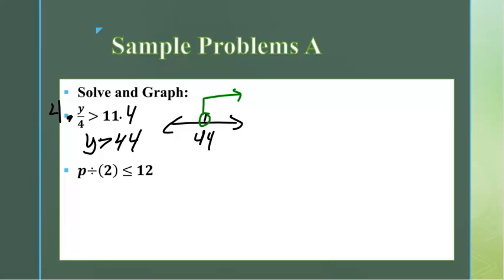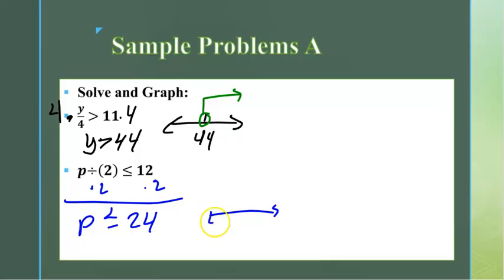This one, p divided by 2 is less than or equal to 12. The opposite of dividing by 2 is multiplied by 2. So if I multiply both sides by 2, now I'm left with p is less than or equal to 24. So on a number line, you got 24 here. It can equal 24, so it's a filled-in circle. It's got to be less than, so it goes to the left.